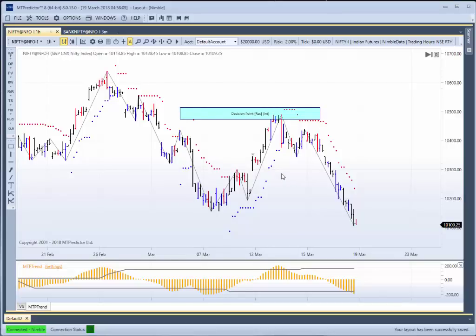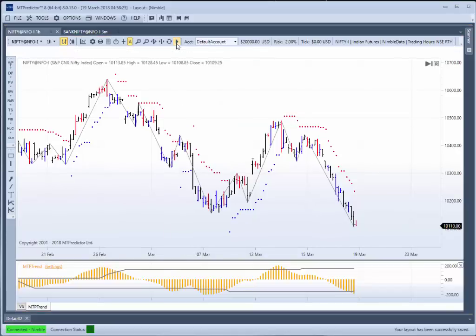But the important point is that this resistance would have been on the chart in advance. So even before the market even got up here, this resistance area would have been here days and days and days before the market even got there. It's a leading indicator. It's there before the market even gets there.